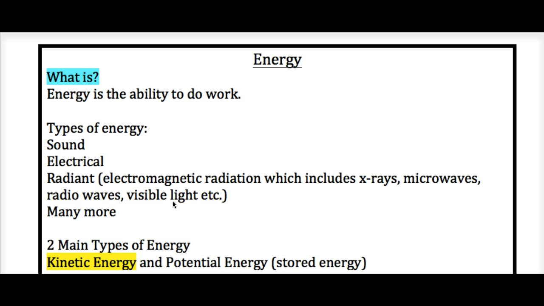But all in all, for our course, we're going to break energy up into two main types: kinetic energy and potential energy. Kinetic energy I've highlighted in yellow because that's the first one we're going to talk about. And don't forget, kinetic energy is in the definition of temperature.